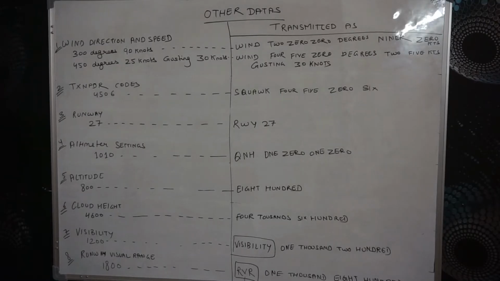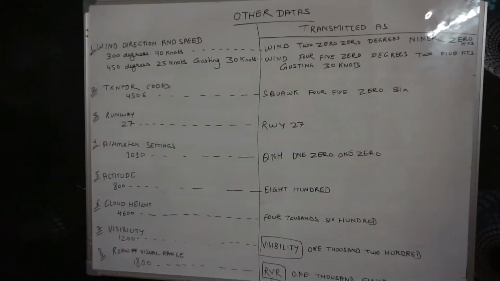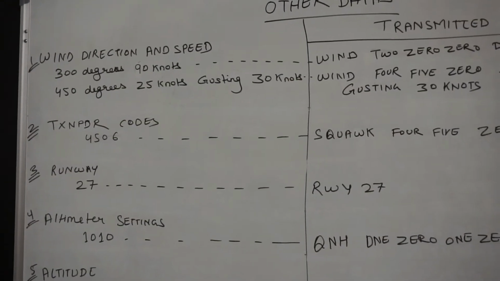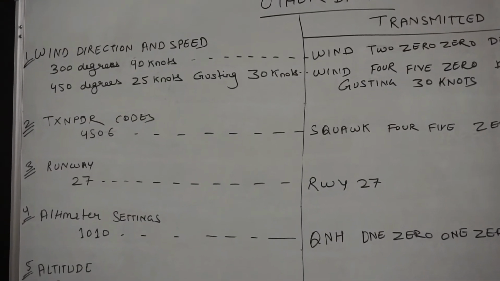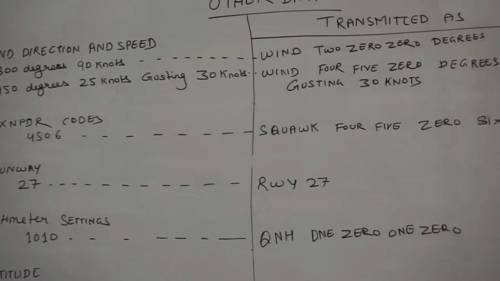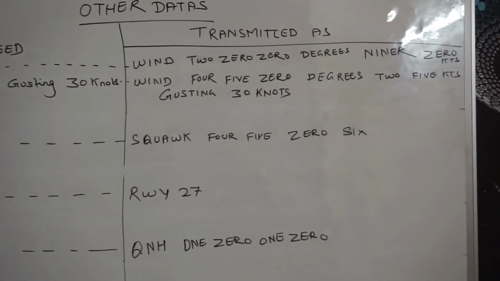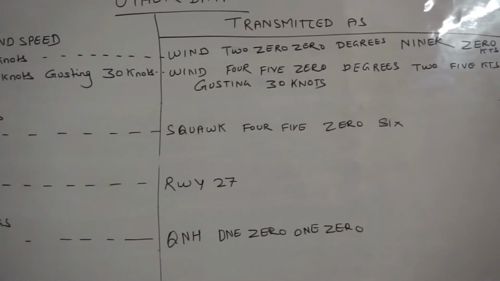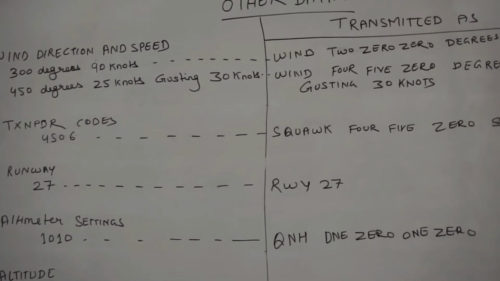Now these are the other data in which we have to use numbers. I'll use the left hand side for the data, and the right hand side for the RT version, meaning how we have to transmit. The first one is wind direction and speed. It says 300 degrees 90 knots, and in transmission we say wind 300 degrees 90 knots. So you can see how we are transmitting.